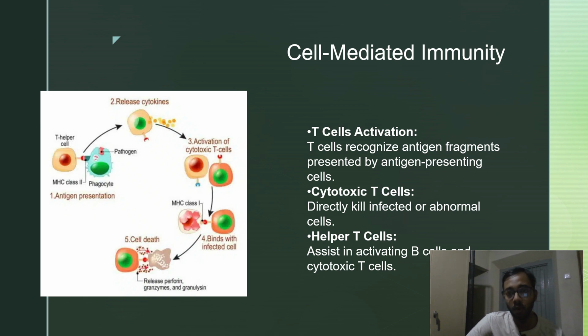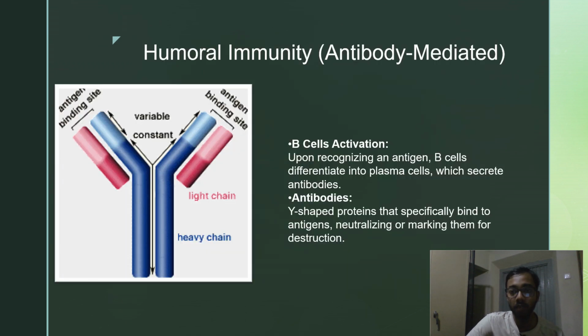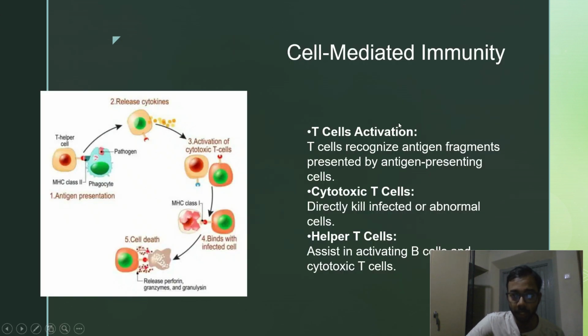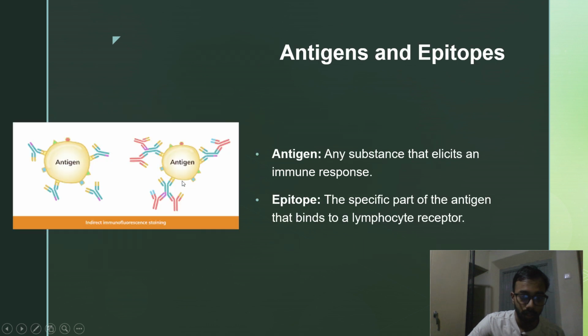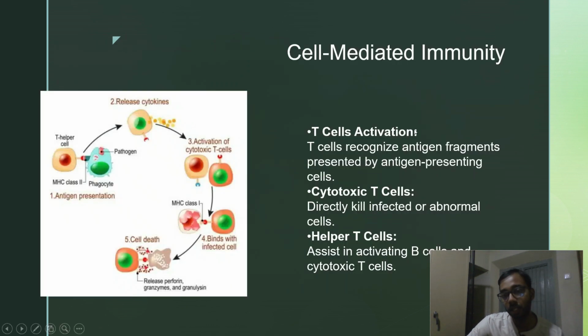Then we'll move on to cell-mediated immunity. Earlier we discussed humoral immunity or antibody-mediated immunity. This is cell-mediated immunity. T cells, or T lymphocytes, are important in this cell-mediated immunity. T cells also have receptors like this, right? These T cells can recognize antigen fragments presented by a special type of cell called antigen presenting cells. Various cells in your body can act as antigen presenting cells.